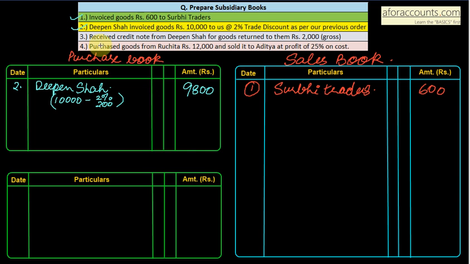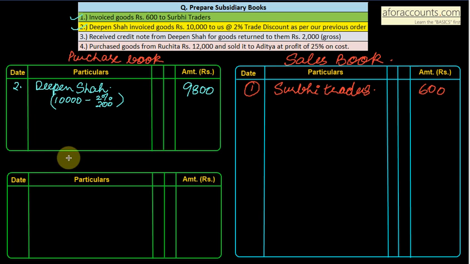Point number 3. Receive credit note from Deepen Shah for goods returned to them rupees 2,000 gross, that is before doing the adjustment of trade discount. So I have to bring it to net, because entry here done is of net amount at the time of purchase. So bring 2,000 to net and then do the entry. Now I'll read this point again. Received credit note from Deepen Shah.